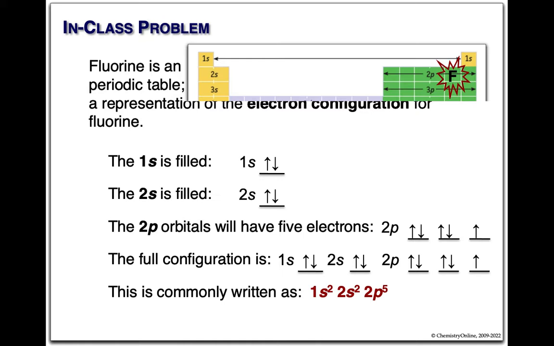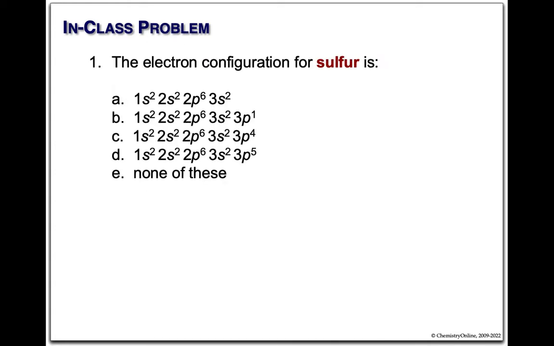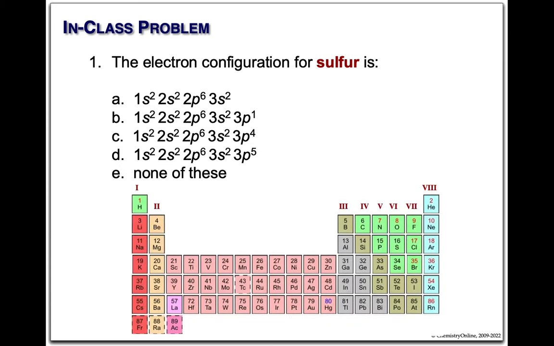Speaking of exams, let's look at a problem or two. The electron configuration for sulfur is what? First thing you need is a periodic table. Here's one. Second thing you need to do is to find sulfur. There it is. All right. Sulfur is in our third period, and it's in group 6.